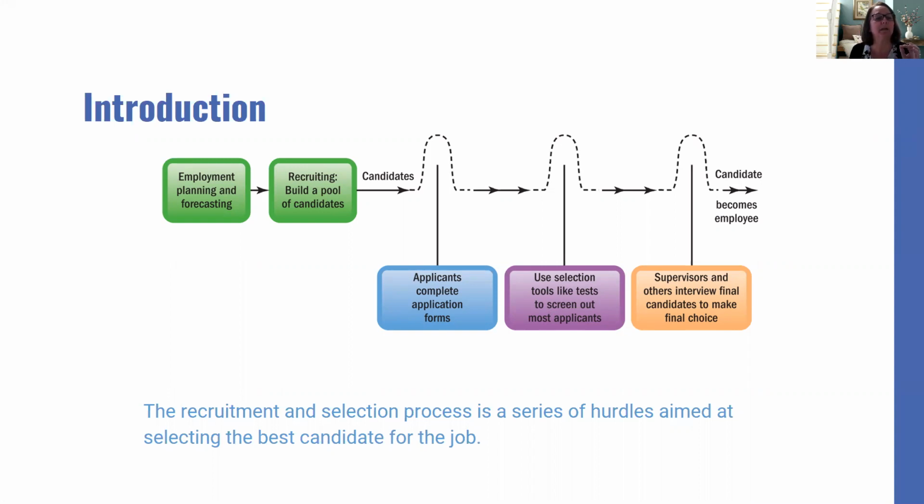We will look at each of the jobs and we build a recruiting plan. So we build a pool of candidates. And how do we do that? We're going to look at what candidates might be available. What are the needs? We have candidates complete application forms. We use selection tools like tests and different things to screen the applicants. And then we have supervisors and other methods to interview the final candidates. Basically, we get a big pool and we try to bring it down to a manageable amount of the best qualified people. And then we interview those and those candidates then become employees, right?